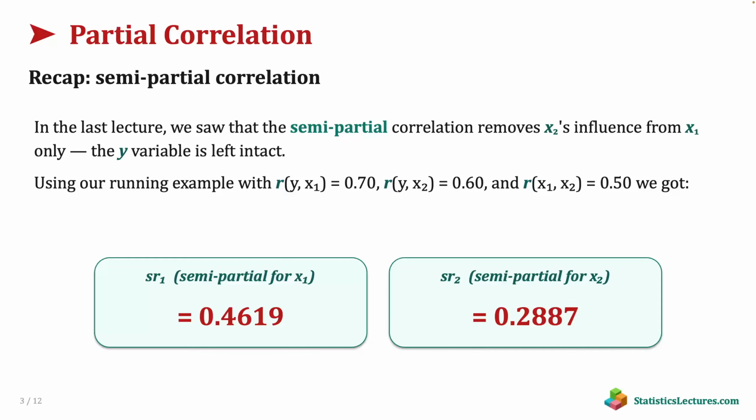In the previous lecture, we worked with three correlations. We have r between y and x1 of 0.7, r between y and x2 of 0.6, and r between x1 and x2 of 0.5. The semi-partial correlation removes x2's influence from x1 only. Y is left untouched. So in that example, SR1 came out to be 0.4619 and SR2 came out to be 0.2887. Keep those two numbers in mind because we're about to recompute them as partial correlations, and I'll show you what changes.